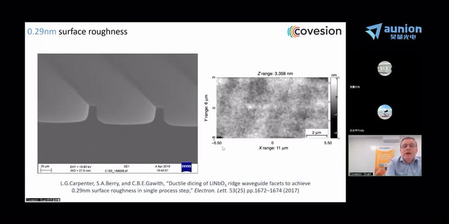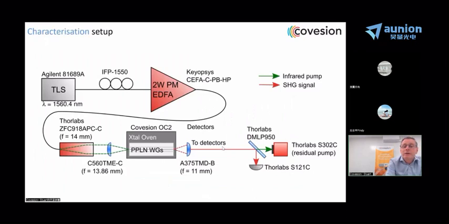So that's how we manufacture our waveguides. What I'll talk about now is how we test them. So the schematic here shows how we test our waveguides.